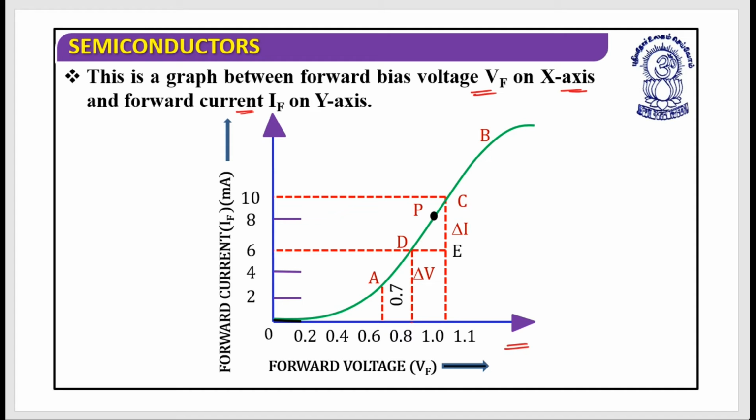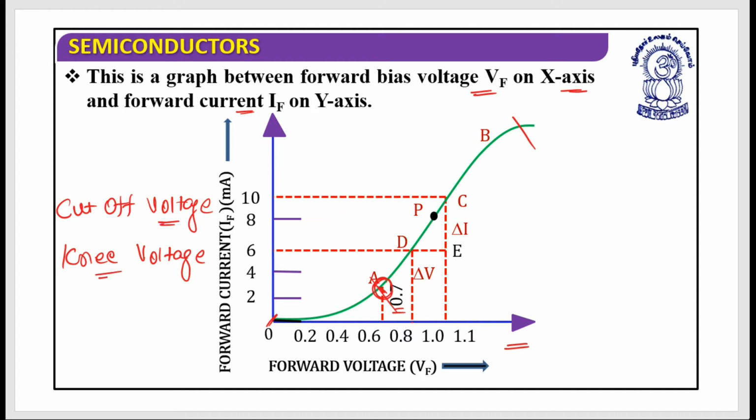As you can see from here to here, the change in the current is very small, and generally this voltage is 0.7. Again, this is for silicon. This voltage is what we call the cutoff voltage, or we also call it the knee voltage, because after that voltage the current increases abruptly. I hope this is clear.